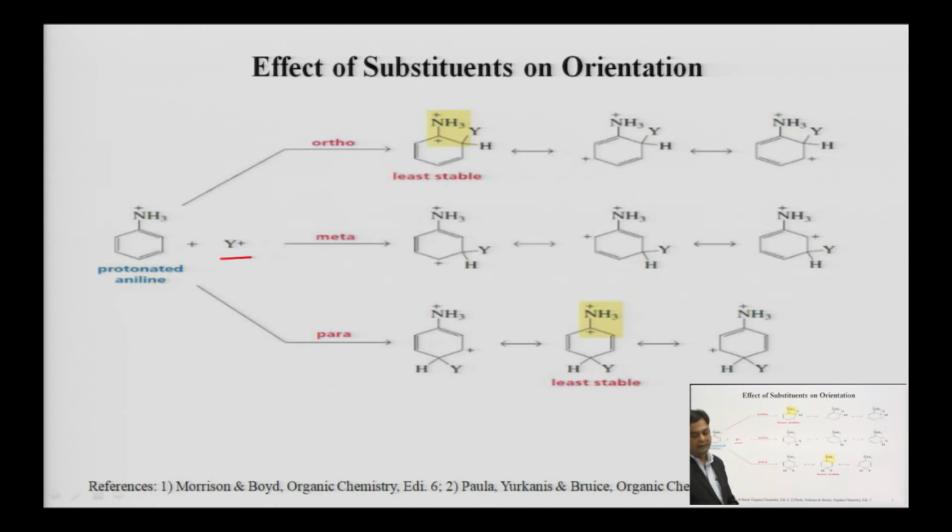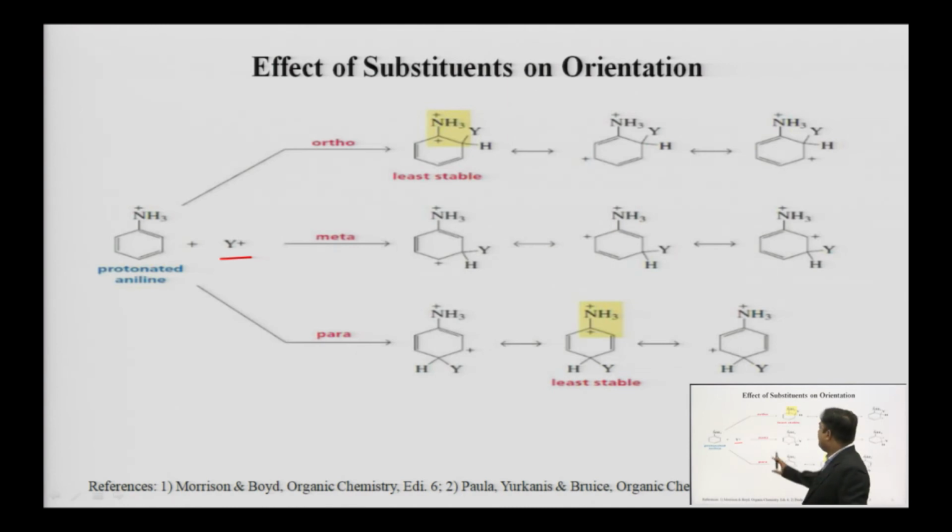So, again there are three options. This Y plus can attack the ortho position, the meta position, or the para position. So, what will be the major product? What position will be preferred by the Y plus to get the major product? We will carry out the attack on all three positions and check the stability of the resultant carbocation.